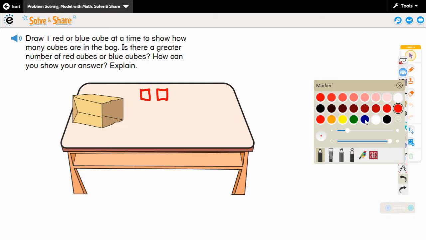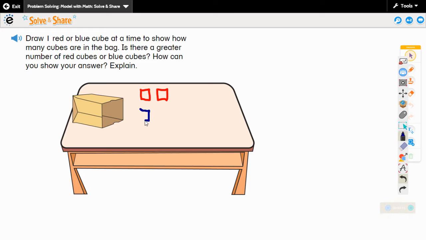Put your red crayon down and pick up your blue one. And we're going to draw a blue square. It's time to get some blue in on our table now. Now look at the picture. Are there a greater number, in other words, a bigger number of red squares or blue squares? Which has the bigger number? It's still the red squares, isn't it? Because we have two red squares, but we only have one blue square. So the red squares still have the greater number.